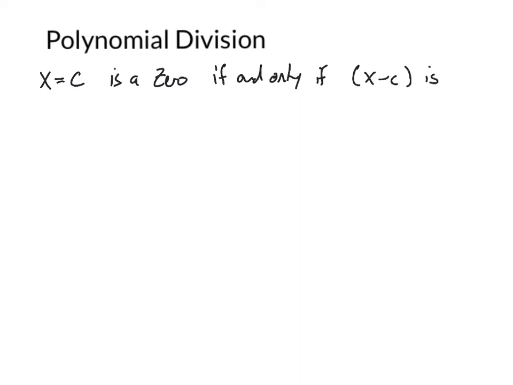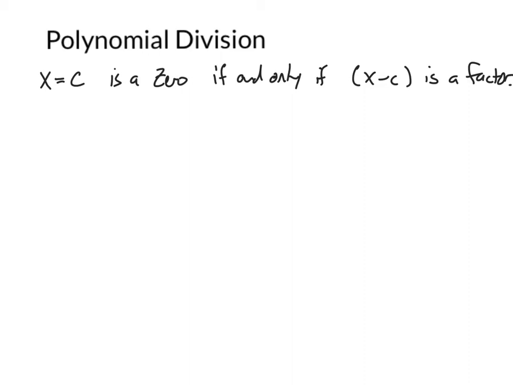Okay, so what we've said is we have a root at x equals c, or we have a 0 at x equals c, if and only if we have x minus c as a factor. So what this is telling me is if I know what one of my zeros are, then that corresponds to a factor.